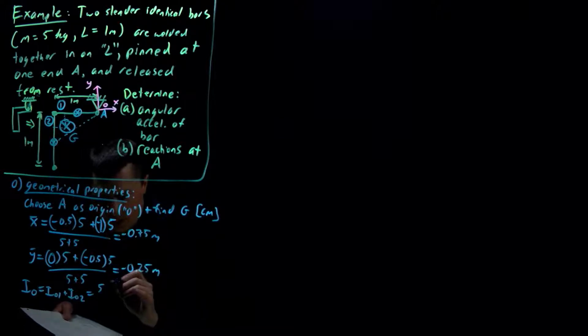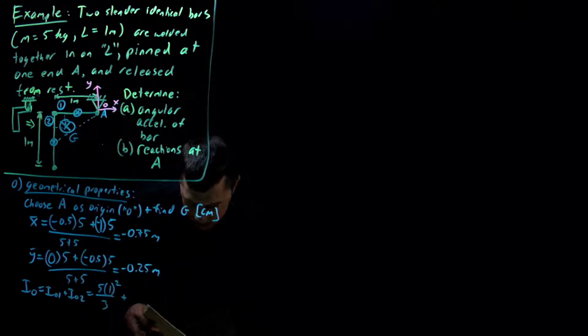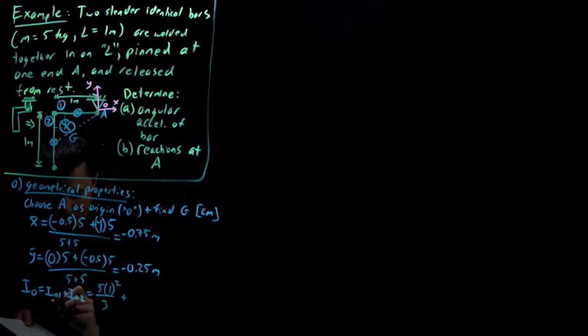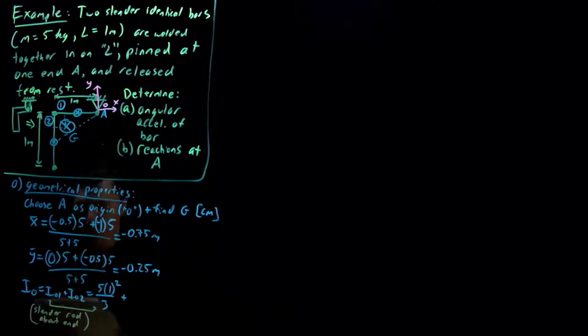So we've got 5 times 1 squared over 3. This is a slender rod pinned about an end. I think I've run out of space, so let me make this arrow tighter. Okay, this is slender rod about end. Okay, fit it in there.